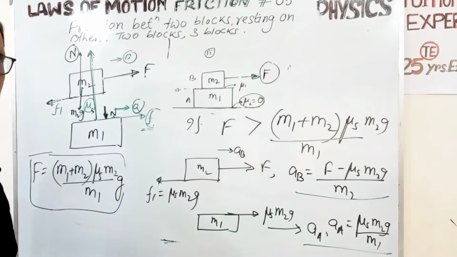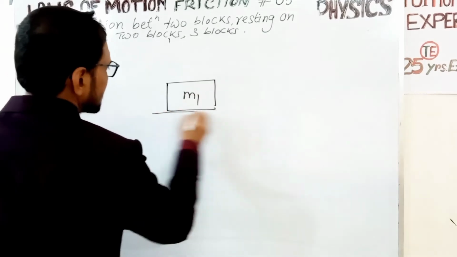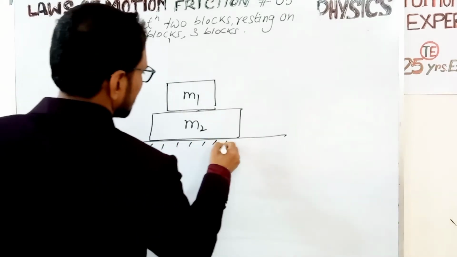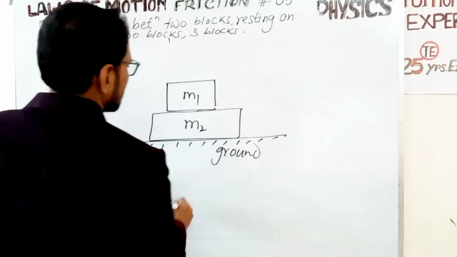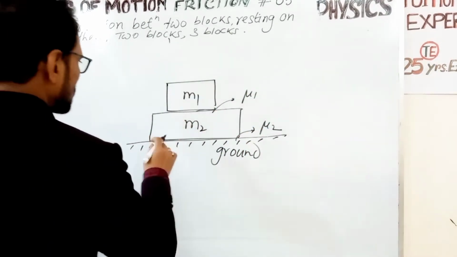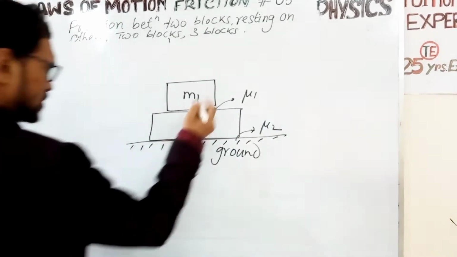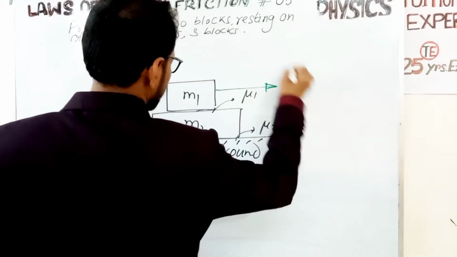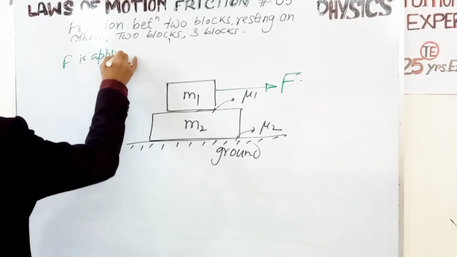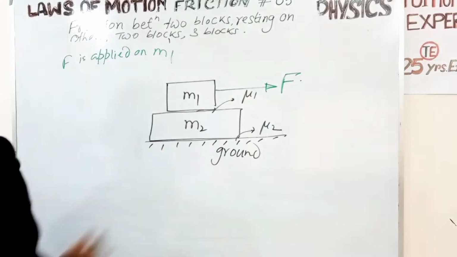Now I consider one general case. Suppose this is block m1 and another block is m2, and this is the ground. Here there is friction and here friction, so both frictions are present. First I apply the force on m1, and then I will discuss what happens if the force is applied on m2. Suppose force F is applied on m1. Now what is the free body diagram? m1.